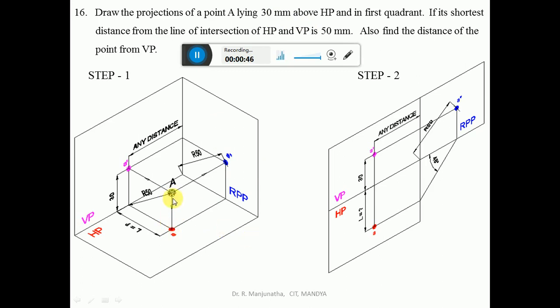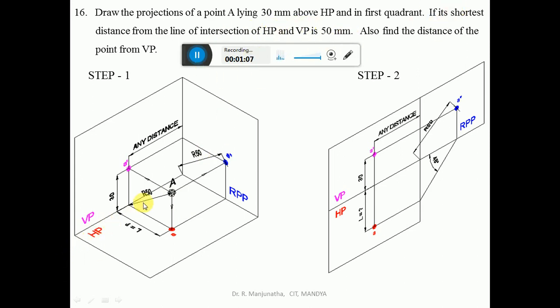Since we are looking from the front view, the image is projected on the vertical plane, so that you are going to get the distance above HP as 30 mm. And it is in the first quadrant, so obviously the point is in the first quadrant. Next, its shortest distance from the line of intersection of HP and VP is 50 mm. So which is the shortest distance from the intersection of HP and VP?